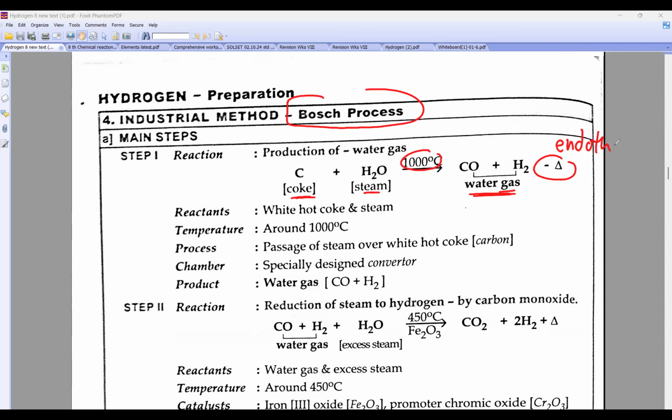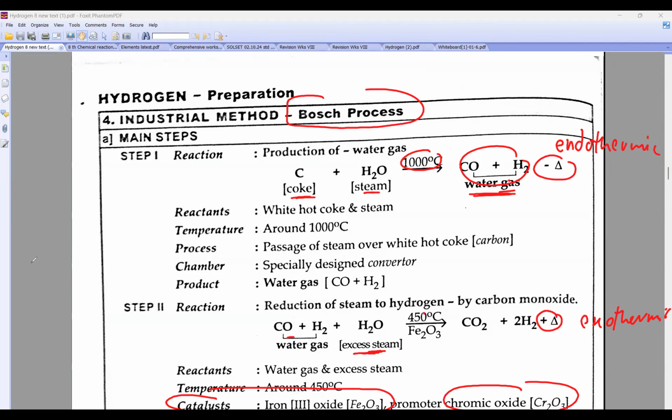The first step is endothermic. Now, in the second step, I am going to take this water gas and pass excess steam. This step is exothermic. They will ask what the temperature should be: 450. Who is the catalyst? Iron 3 chloride. Who is the promoter? Chromic oxide.